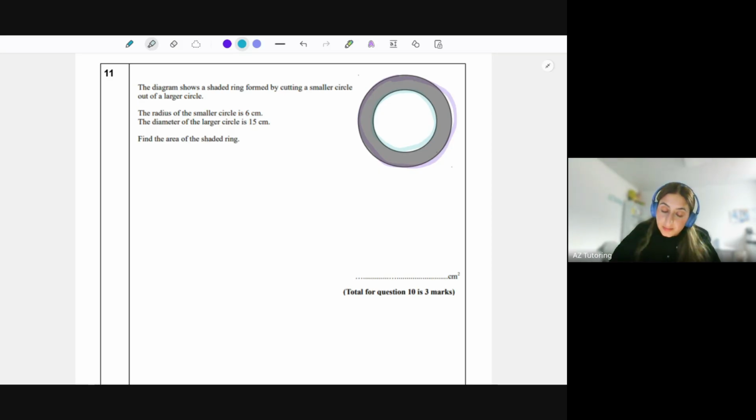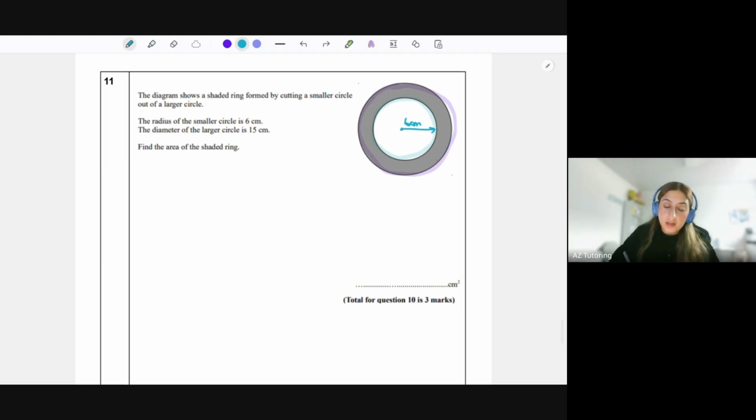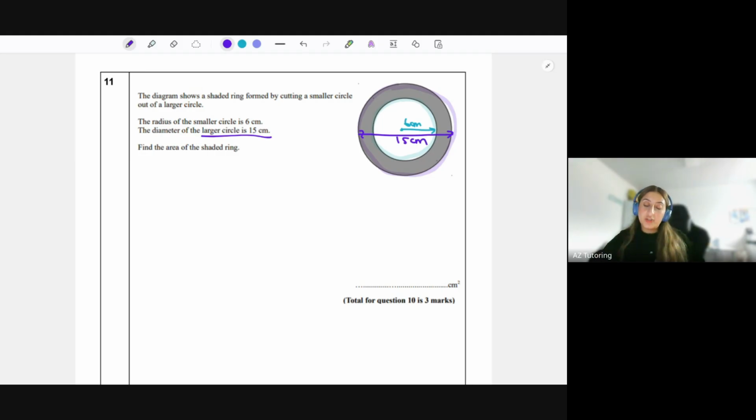The radius of the smaller circle, radius is center to the edge of the circle, is 6 centimeters. And the diameter of the larger circle, diameter is from one end of the circle to the other end, the diameter of the larger circle is 15 centimeters. Find the area of the shaded ring.